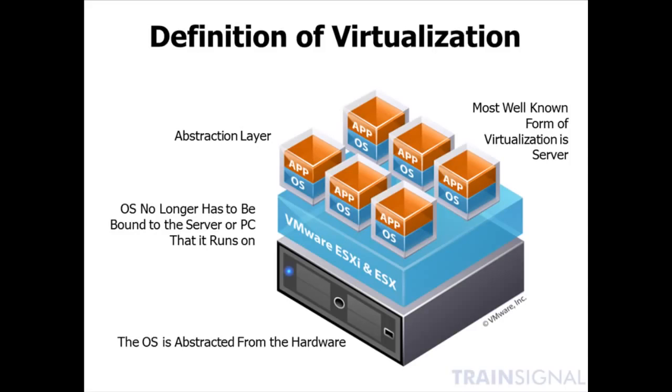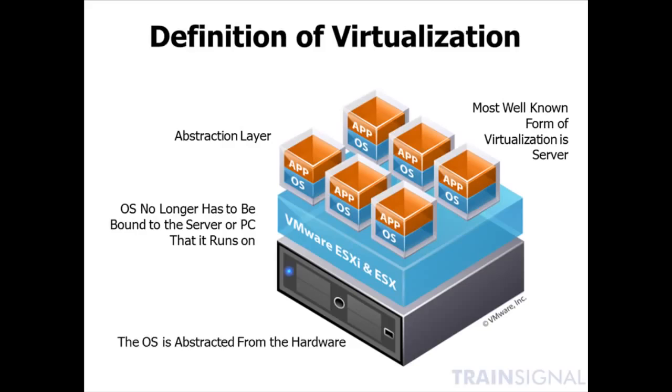In other words, the operating system isn't installed directly on the hardware, and it's not connected directly to that piece of hardware, that PC, that laptop, that server. The operating system isn't installed directly on that. Instead, there's this layer in between the physical server and the operating system that you would normally install called the virtualization layer. If you're using VMware's solution for virtualization, that would be VMware ESXi or ESX.